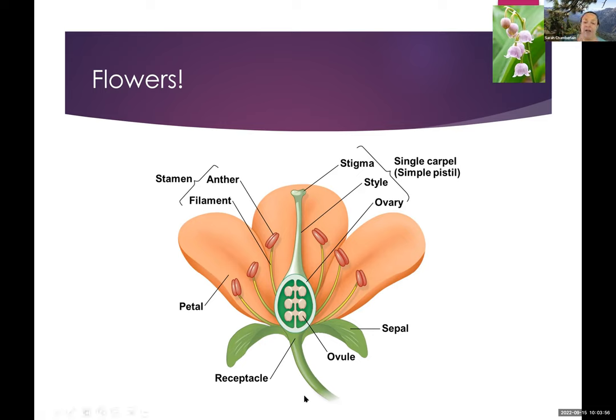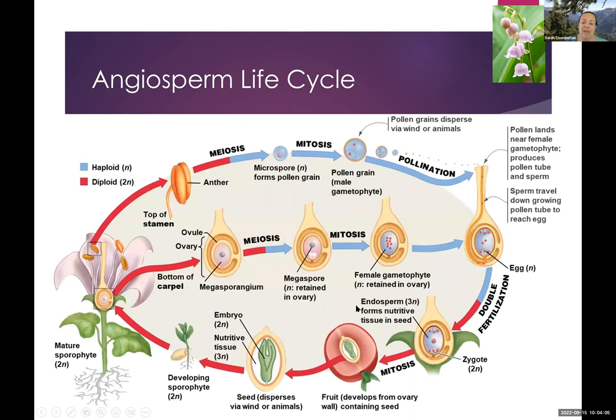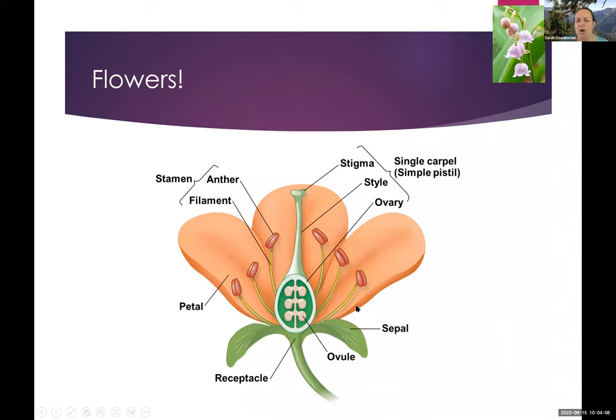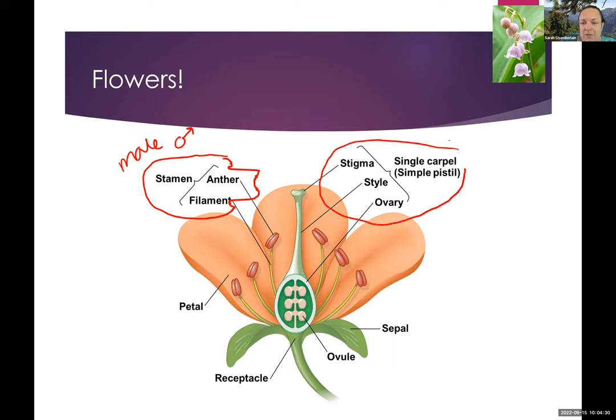So we're going to look at flower anatomy a little bit. In lab, we're going to have a whole lab day where we are ripping apart flowers and we learn flower anatomy. So we'll get into that more. For now though, I think the most important part of flower anatomy is this. You will notice here that we have both male and female parts on a typical flower.